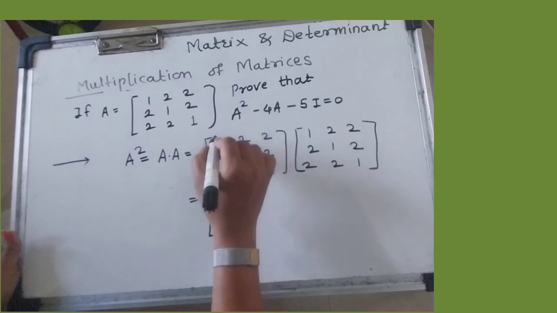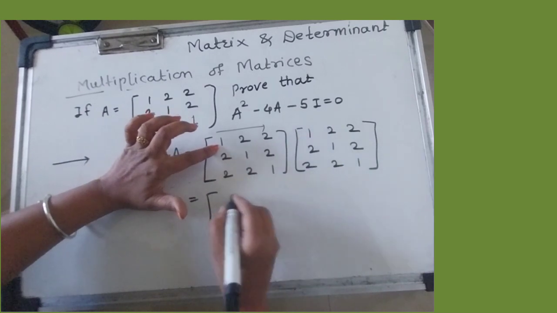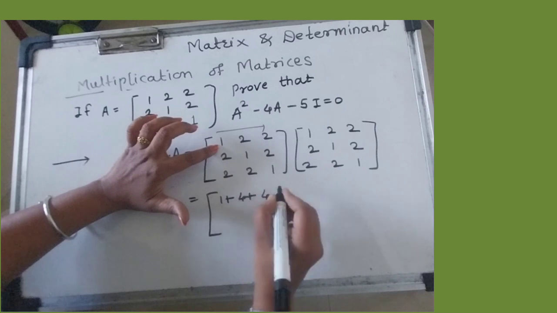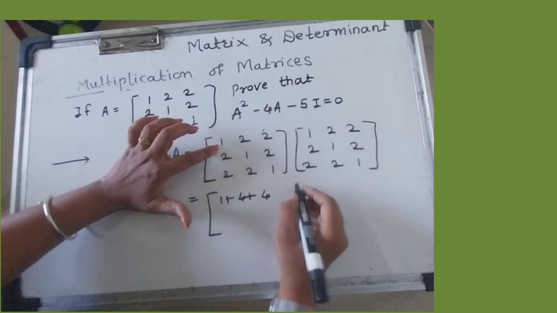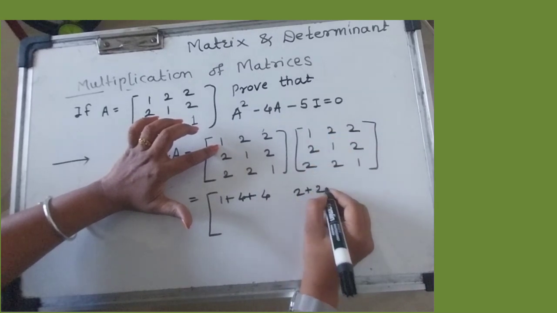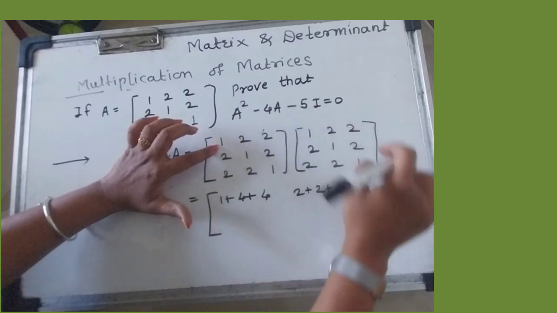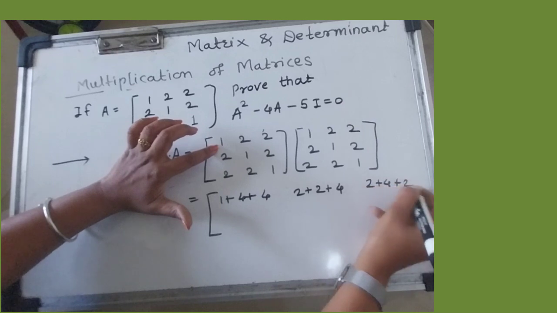So this row into column. Okay. 1 into 1. 1 plus 4 plus 4. Clear? Here 2 plus 2 plus 4. Okay. Now first row, third column. 2 plus 4 plus 2.